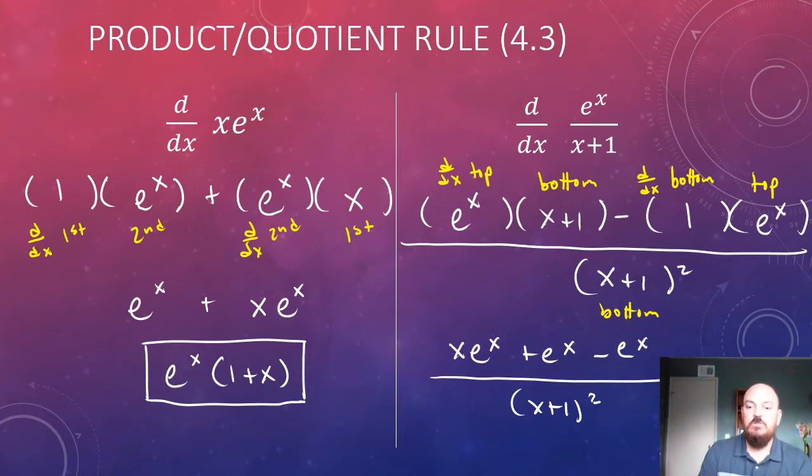Now, because we distributed, we can see the e to the x minus e to the x cancels out. So for my final answer here, I have x e to the x over x plus 1 squared.